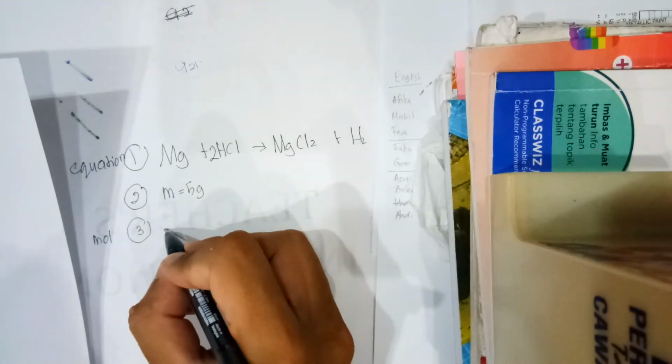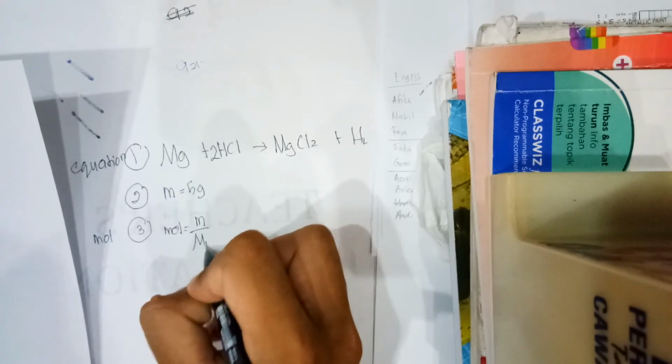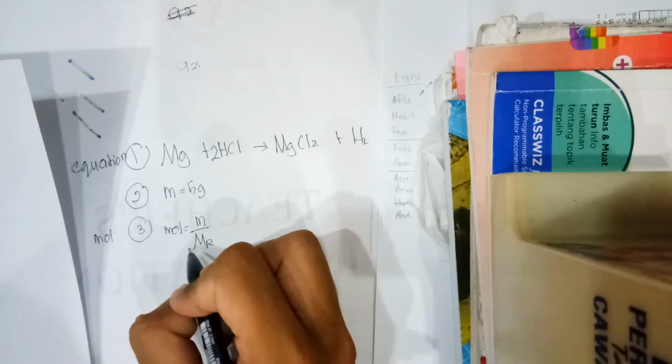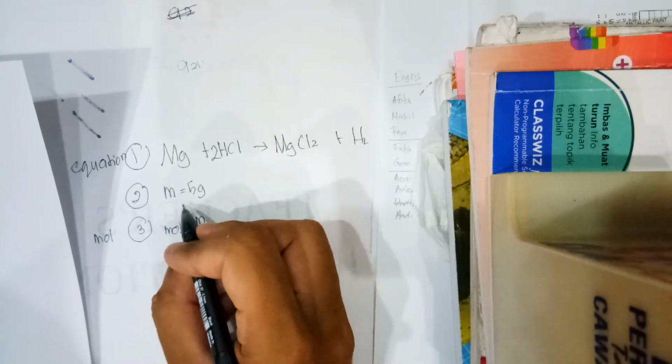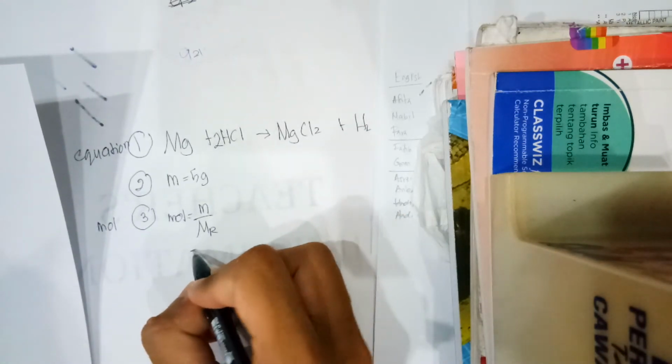Next, the third step is to find the mole. But from the information that you have, you only have information about magnesium, so for the third step, you can only find the mole of magnesium. And you only know the mass of magnesium. So from here, you know that the formula that you can use is mole equals mass over molar mass. Why do we use this formula? Because the information that you have is about mass.